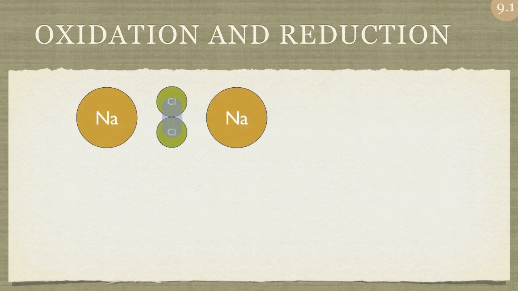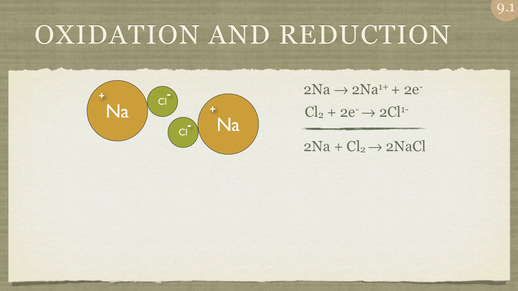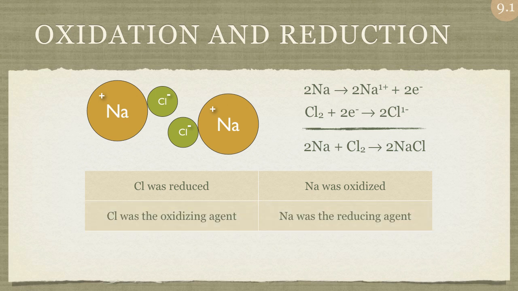First, we can see that each sodium atom is about to lose one electron. Second, each chlorine atom is about to gain one electron. This, of course, leads to the ionic bonding of 2 units of sodium chloride. Chlorine was reduced while sodium was oxidized. Chlorine was the oxidizing agent of sodium and vice versa. Alternatively, we could express it as chlorine oxidized sodium while sodium reduced chlorine.